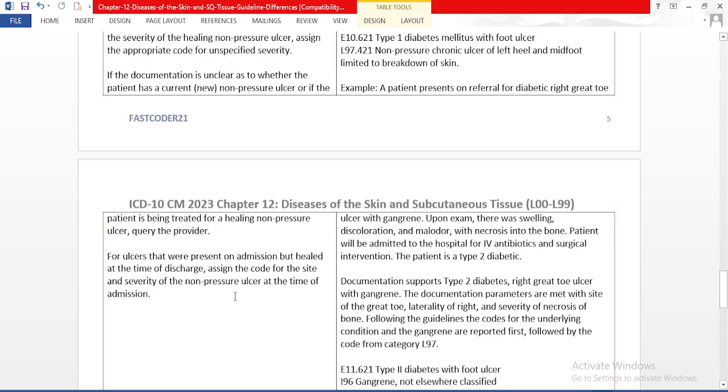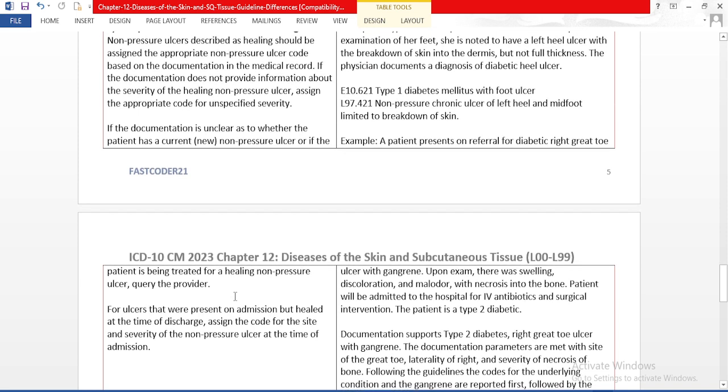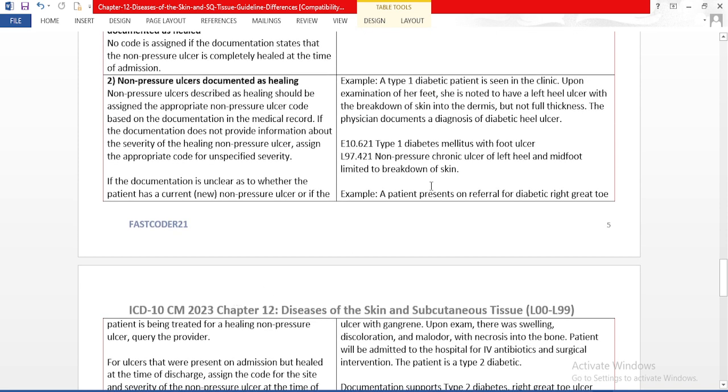For ulcers that were present on admission but healed at the time of discharge, we need to code the ulcer stage which was present at the time of admission. So we have a few examples here.